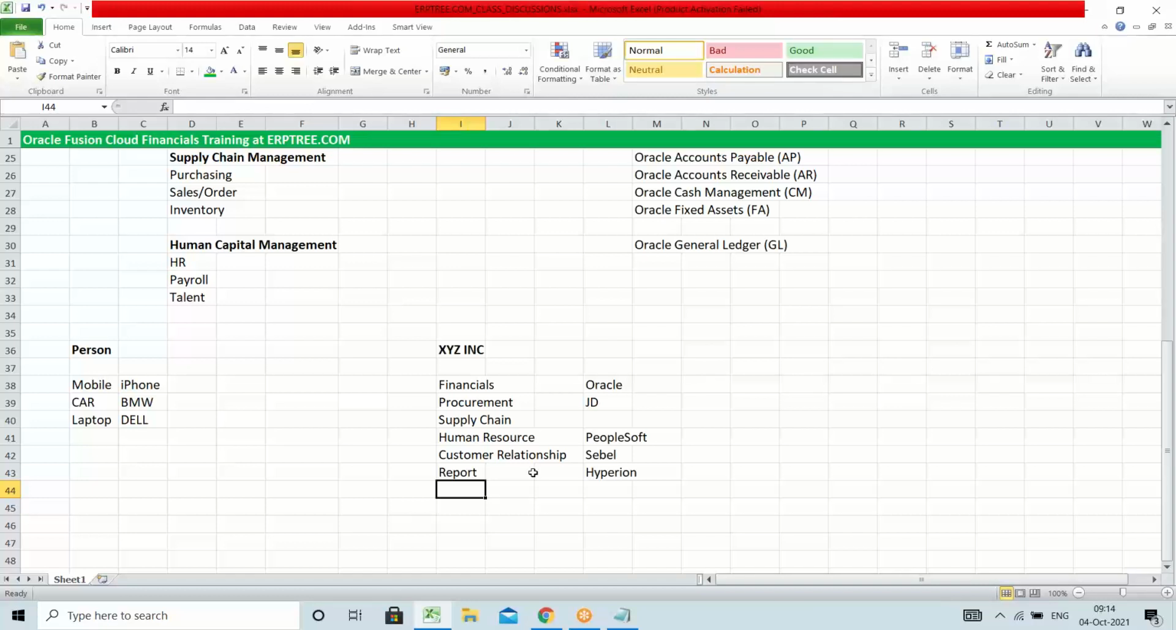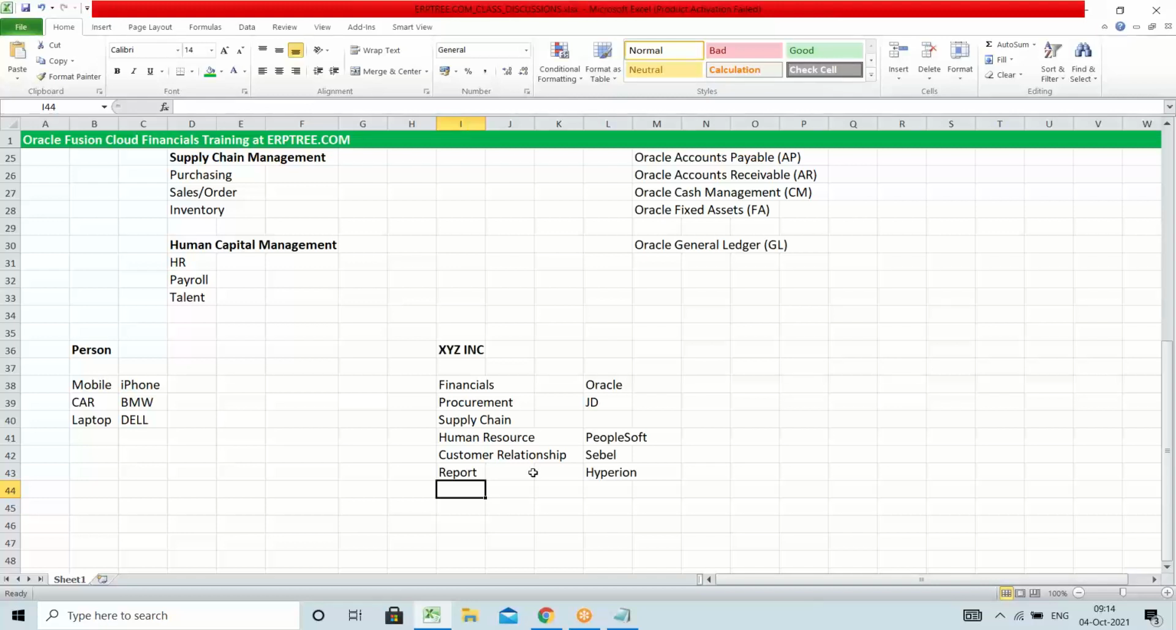So if any company wants to implement a finance solution, procurement solution, supply chain solution, there is no single best ERP to support all this. If you take SAP, maybe good in SD. If you take Oracle, maybe good in finance. If you take PeopleSoft, good in human resource management. If you take Hyperion, they are good in reports and planning and budgeting. If you take Siebel, it is good for CRM solution. So this is how each product is specialized in one or two areas only.